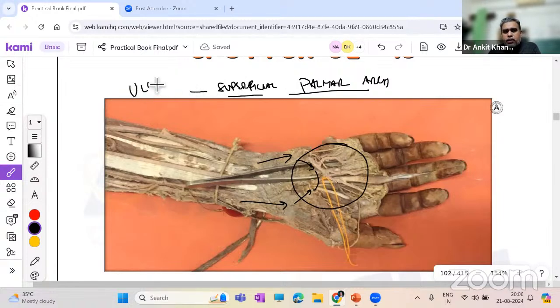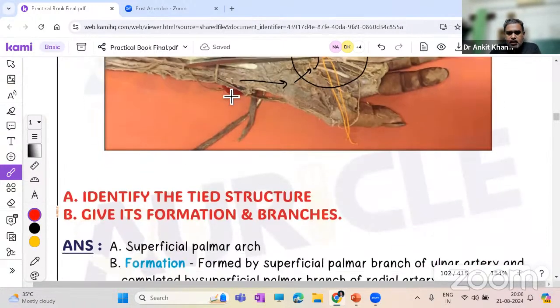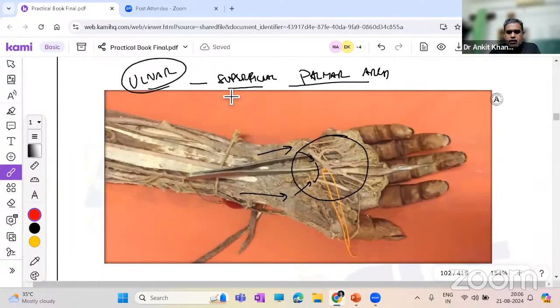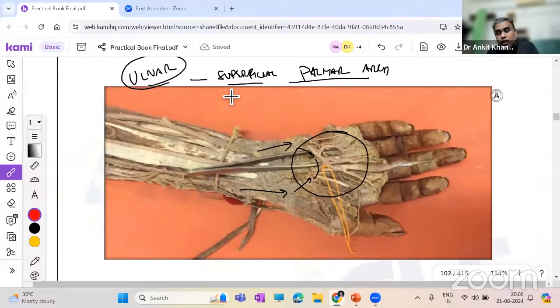Mainly contributed by the ulnar artery. It doesn't mean the radial artery doesn't contribute, but it does. But the main contribution is by the ulnar artery. Yes, it is the superficial palmar arch, mainly contributed by the ulnar artery.